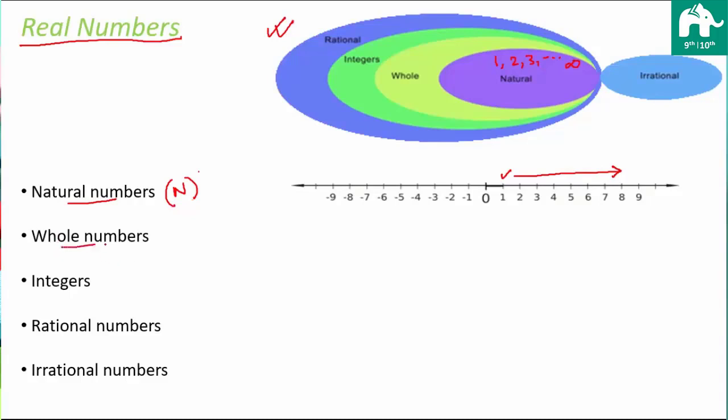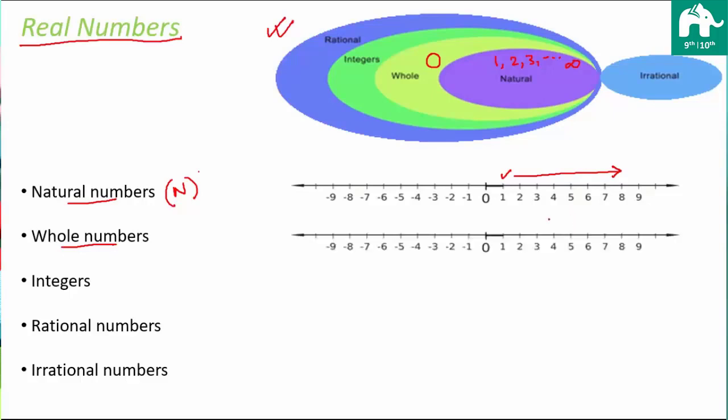Next one is a whole number. What is whole number? All the natural numbers plus 0. So the extra thing that is there in whole number is a 0. 0 and all the natural numbers, that's whole number. So if you look at this picture, you see that natural number is inside the whole number. That means all natural numbers are also whole numbers, but all whole numbers are not natural numbers.